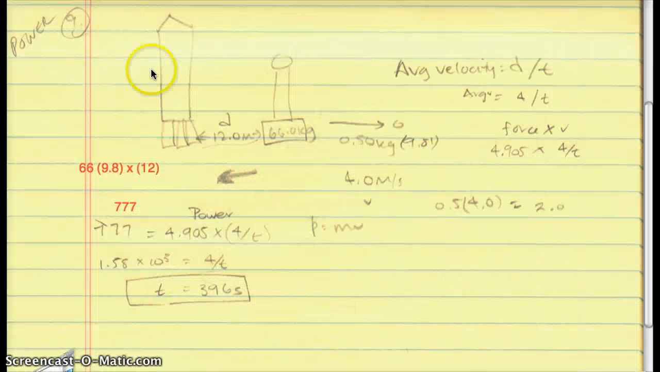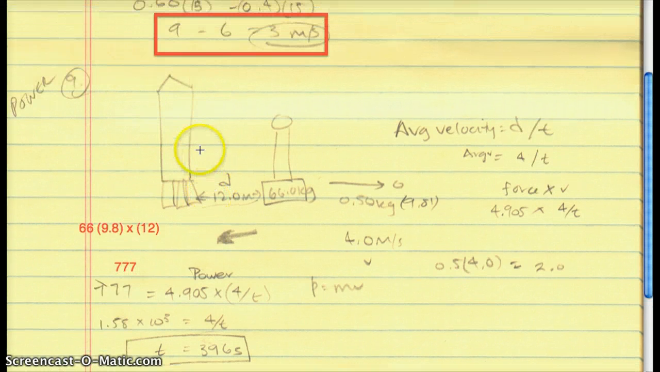So I've basically drawn out a quick diagram. Always draw out a quick sketch. There's my spaceship. My distance from the spaceship is 12 meters, and my astronaut is 66 kilograms. So he looks just like a pole. Then what he's doing is he's throwing a little object, a 0.5 kilogram object, away from himself at a speed of 4 meters per second.